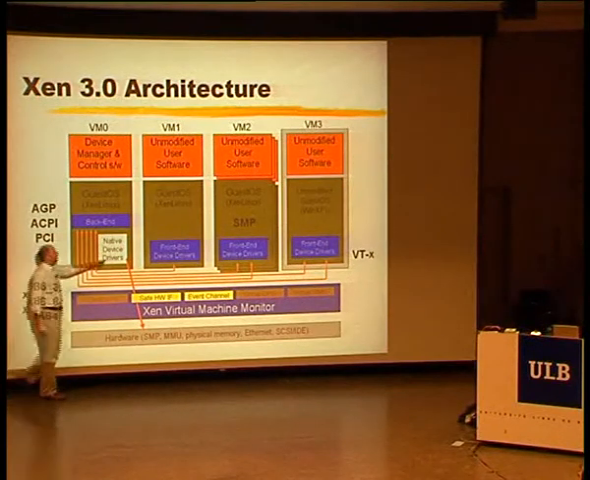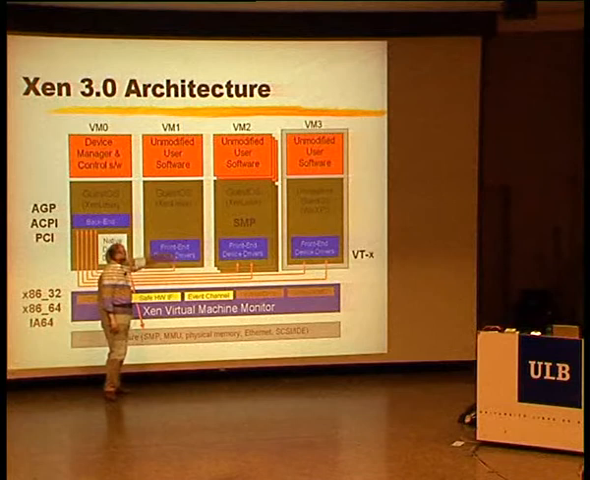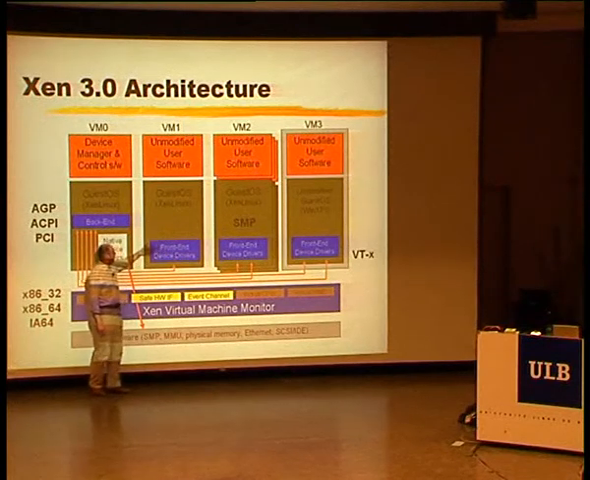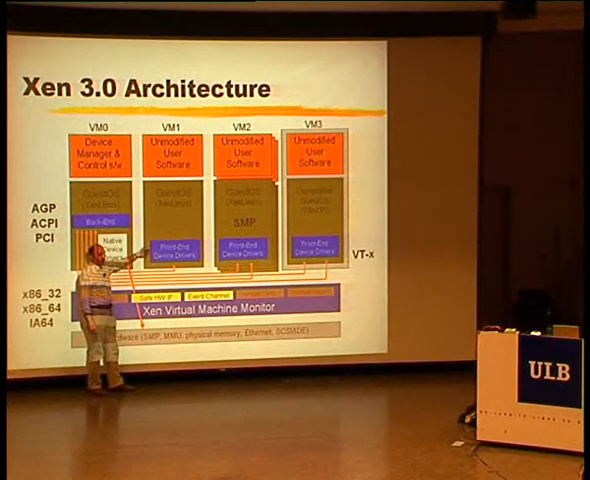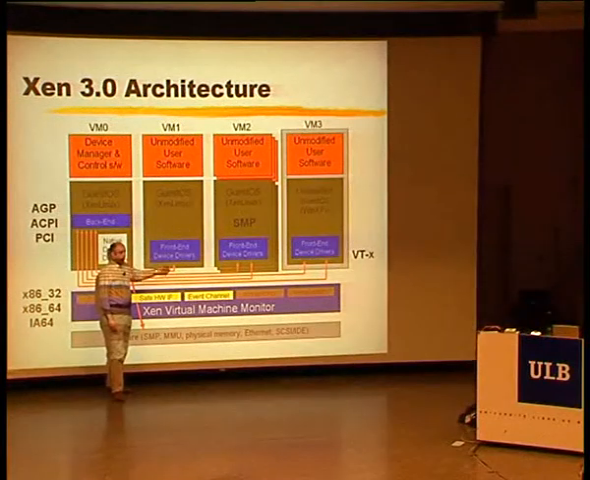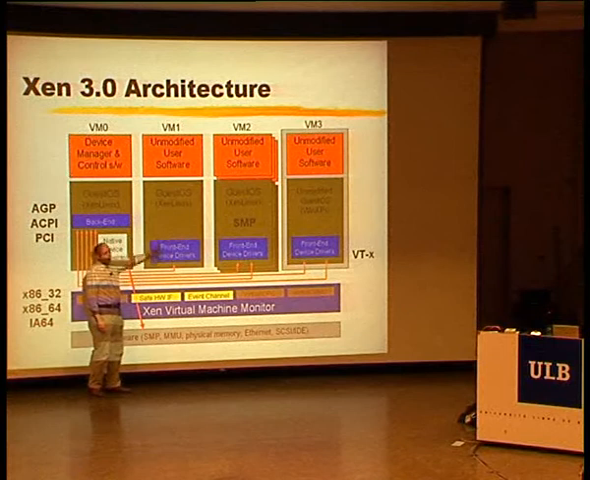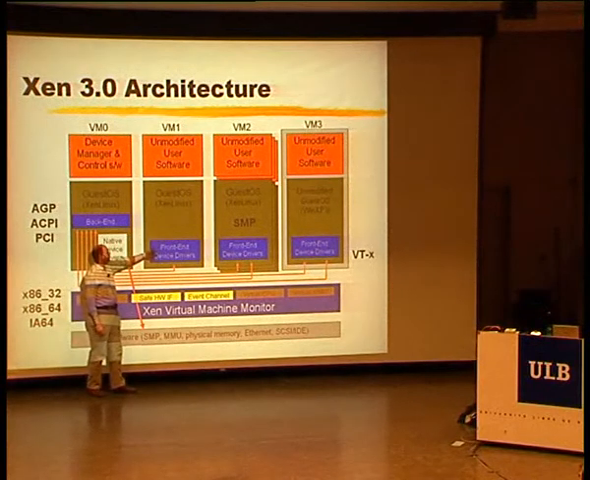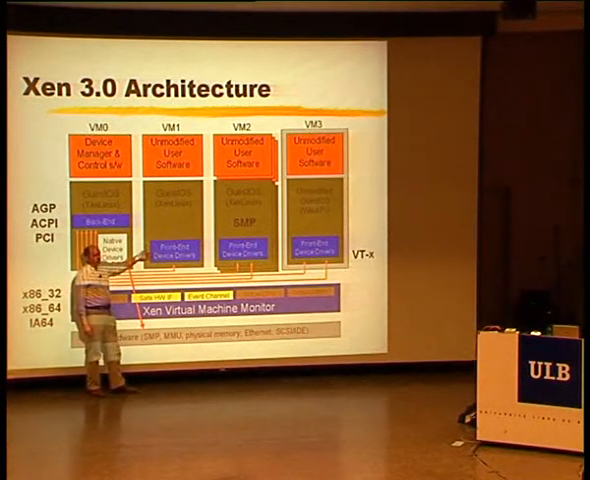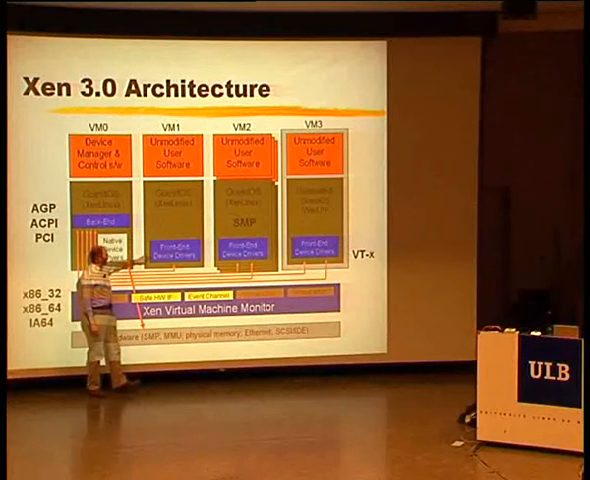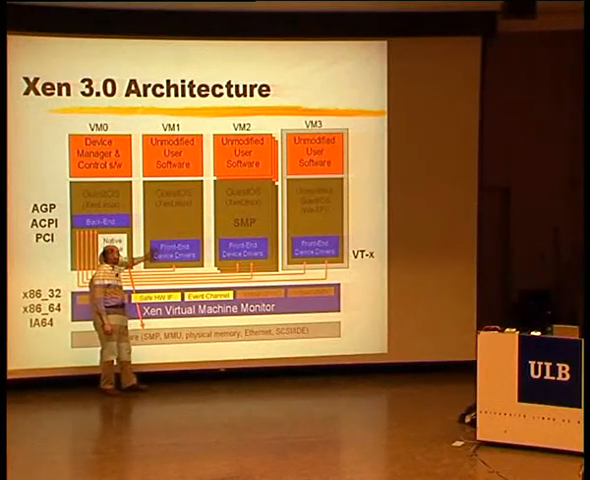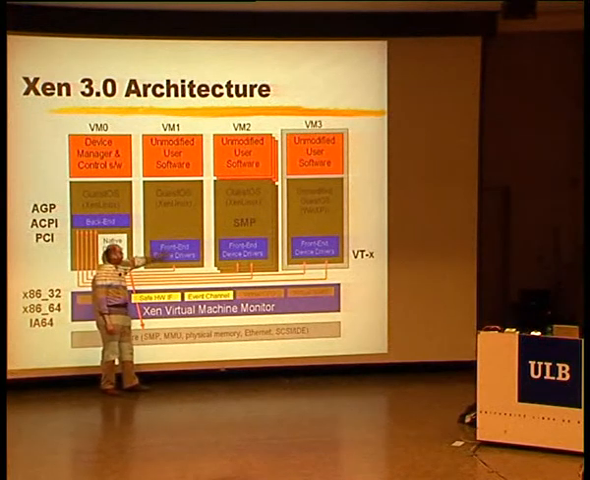So we have other virtual machines over here, and these guys, at least in this instance, aren't seeing any of the real hardware. We could enable them to see real hardware devices. We could perhaps give one particular network card or one particular SCSI card to a given virtual machine. But in most cases, you want to use virtualized devices. We call these front-end drivers.